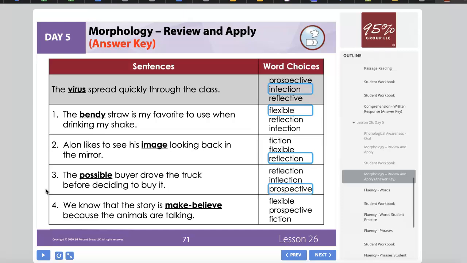Now, number 4 says, we know that the story is make-believe because the animals are talking. Okay, so we've talked about some make-believe stories before, so let's see if we can figure this out. What word could best replace make-believe? 1 finger, flexible, 2 fingers, perspective, 3 fingers, fiction. All right, if you have 3 fingers up, kiss your brain. Fiction, we know fiction is like make-believe or not real.